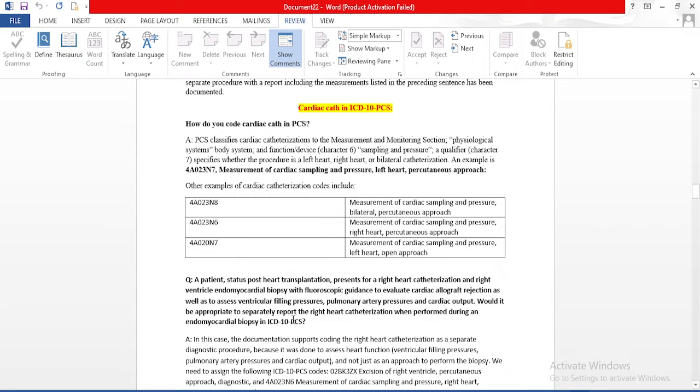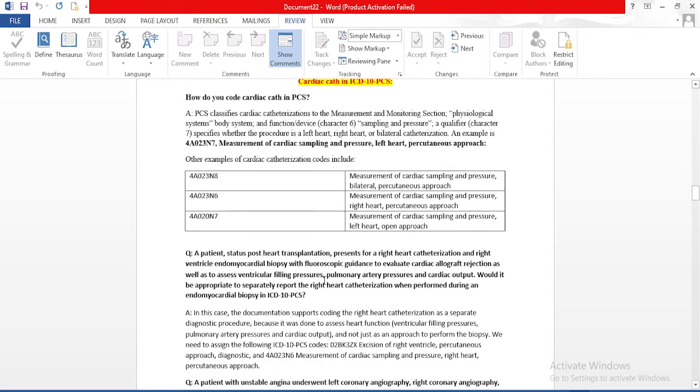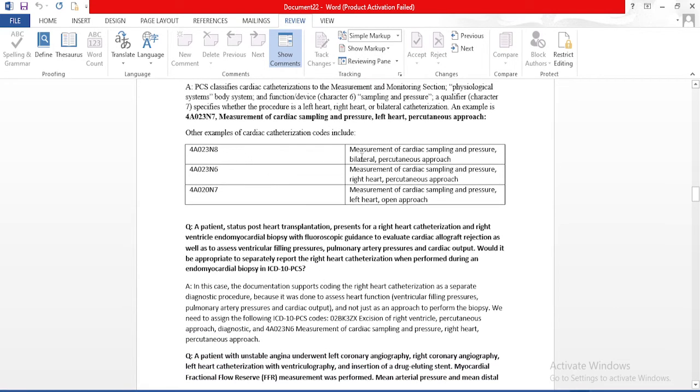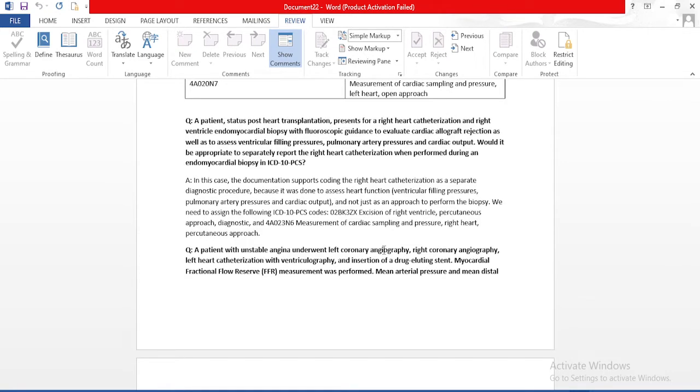We have one example here. If we check the 7th character, 8 means it is bilateral cardiac catheterization, 6 means it is right heart, 7 means left heart cath. Here we have a few examples.